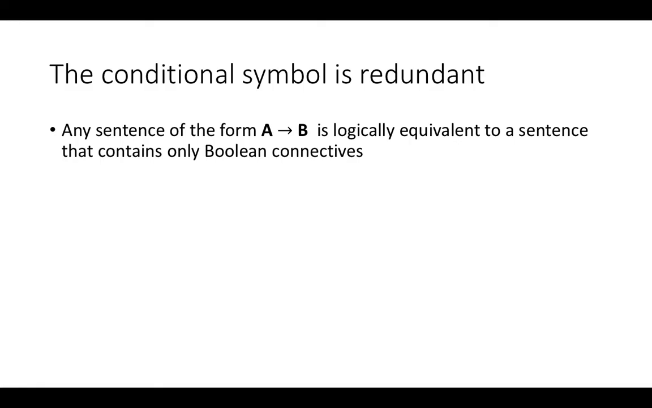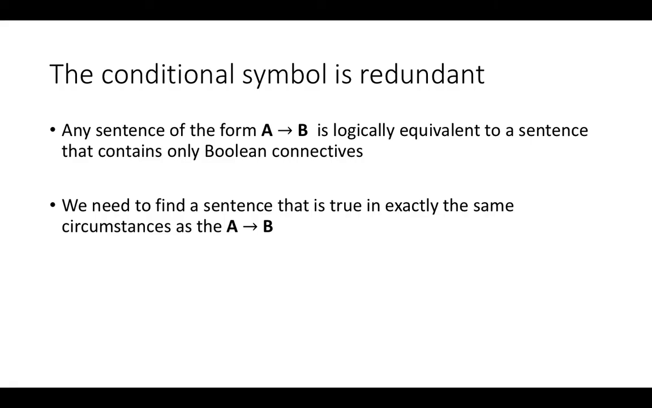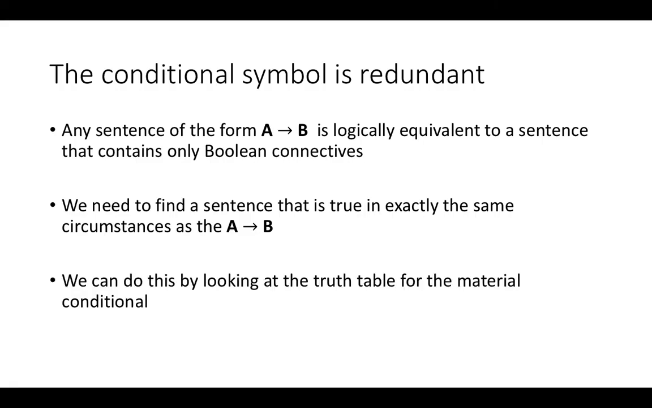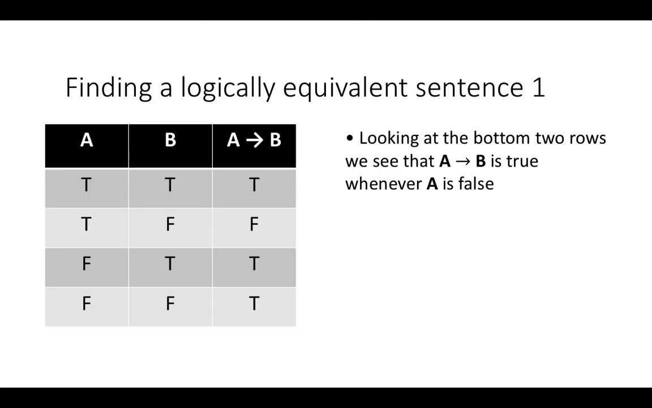We can find a sentence logically equivalent to A arrow B if we can write down a sentence that is true in exactly the same circumstances, i.e. true under exactly the same assignments of truth values to atomic sentences. So let's look at the truth table to see how to do this. Looking at the bottom two rows and bearing in mind the previous discussion, you'll see that A arrow B is true whenever A is false.